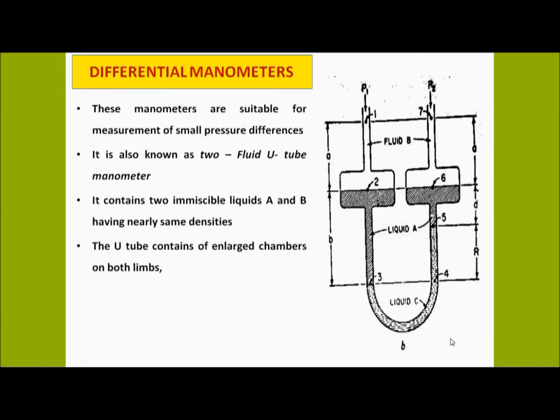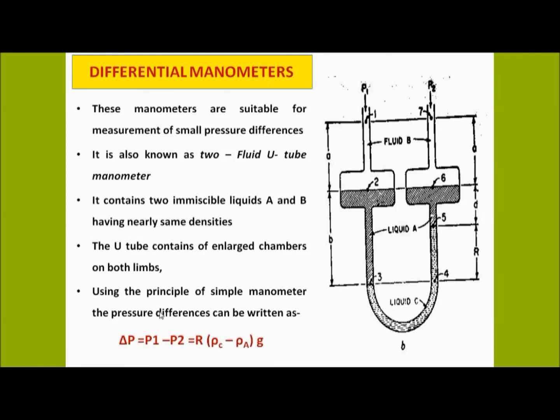The U-shaped tube has an enlarged chamber on both limbs. Using the principle of the simple manometer which we have studied earlier, the pressure difference can also be calculated here. The change in pressure, P1 minus P2, is equal to R, the distance, times rho C, the density of liquid C, minus rho A, the density of liquid A, into g.